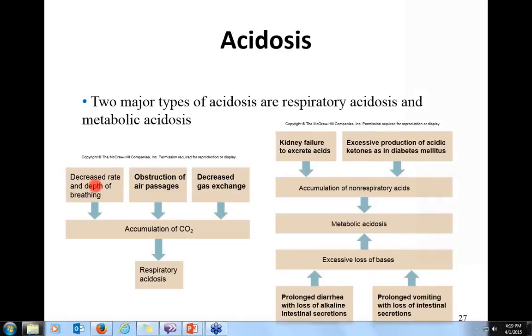Okay, so causes of acidosis can be respiratory or can be metabolic. Respiratory acidosis is caused by a decrease in rate and depth in breathing, either obstruction of air passages or decreased gas exchange. These all lead to accumulation of CO2 and respiratory acidosis.